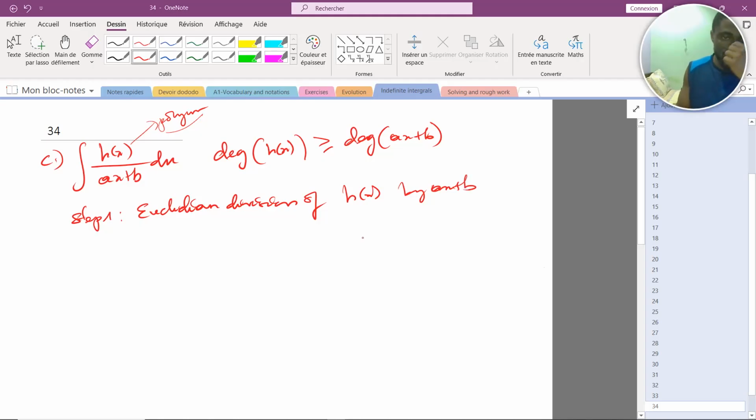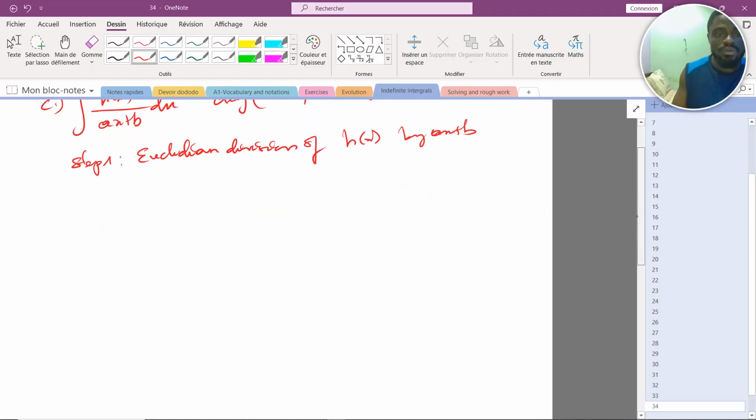So you proceed to this Euclidean division. You guys are sometimes fond of calling this long division. So you will do the division of h(x) by (ax + b). Let's say what you have up here is called the quotient, and you have a remainder here. Even if it is 0, it's still a remainder.